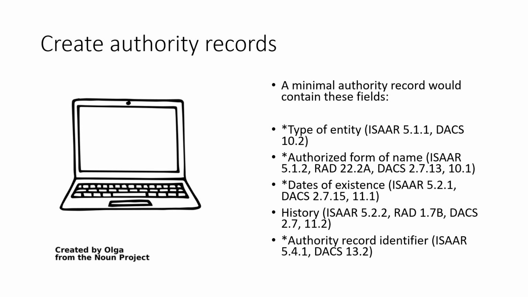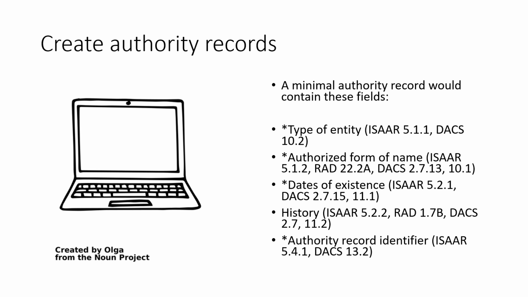Authority records and archival descriptions are stored separately in AtoM. One authority record can be used for many archival descriptions, and therefore an archival description does not have to have a new administrative history or biographical sketch created each time.